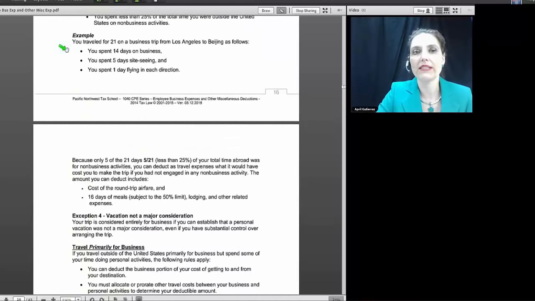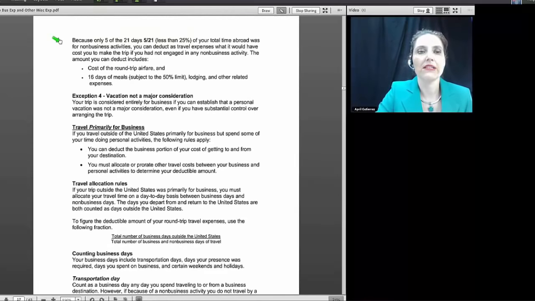You travel for 21 days on a business trip from Los Angeles to Beijing as follows. You spent 14 days on business, and you spent 5 days sightseeing, and then you spent 1 day flying in each direction. Because only 5 of the 21 days, 5/21 is less than 25%, of your total time abroad was for non-business activities, you can deduct as travel expenses what it would have cost you to make the trip if you had not engaged in any non-business activity. The amount you can deduct includes the cost of the round-trip airfare and 16 days of meals subject to the 50% limit, plus the cost of lodging and other related expenses for those 16 days.